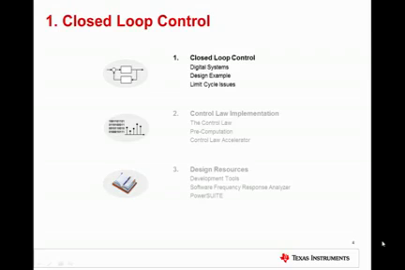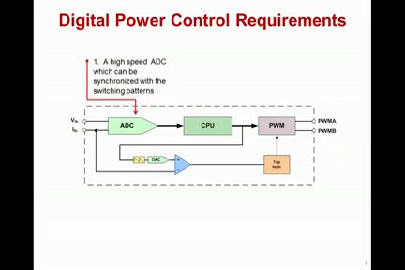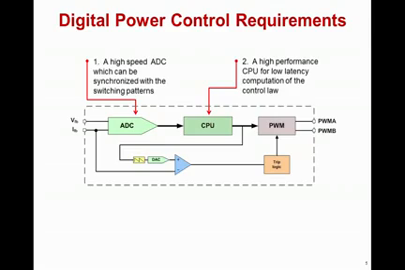Let's start with the first section and walk through a design example. First, it's important to know what type of requirements to have on your digital controller in order to implement a digital control loop. The first of these is a high-speed ADC, or analog to digital converter, that can be synchronized with the switching patterns of the PWM module, or pulse width modulation module. The second characteristic that you need on your processor is a high-performance CPU that allows for low latency computation of the control law math.